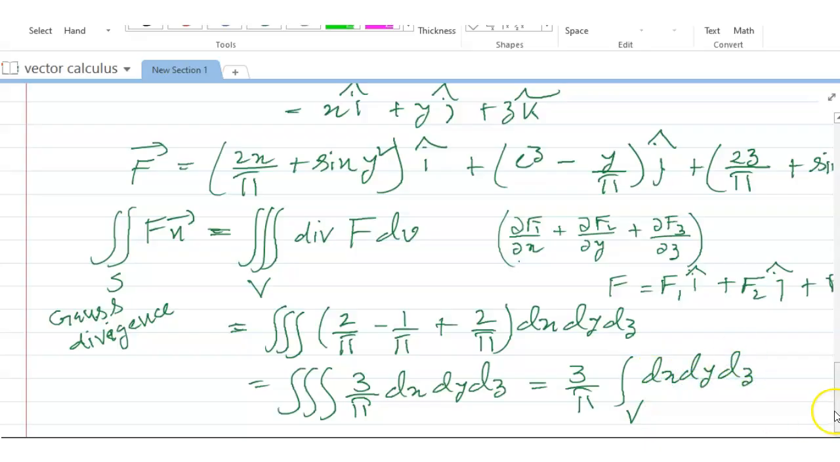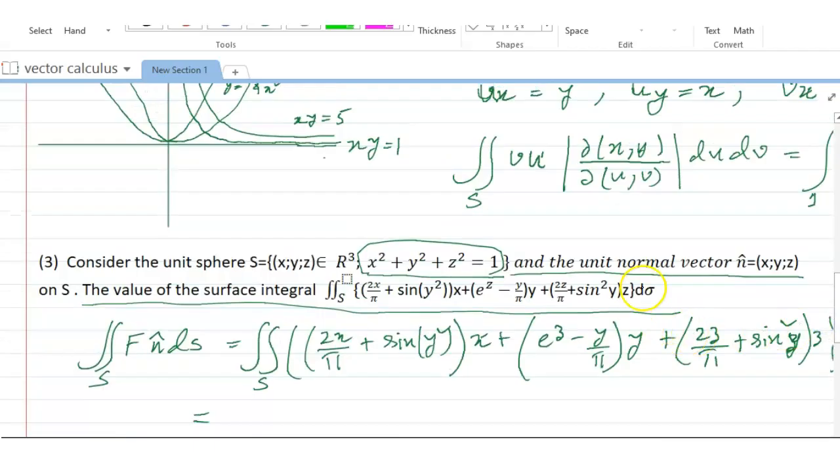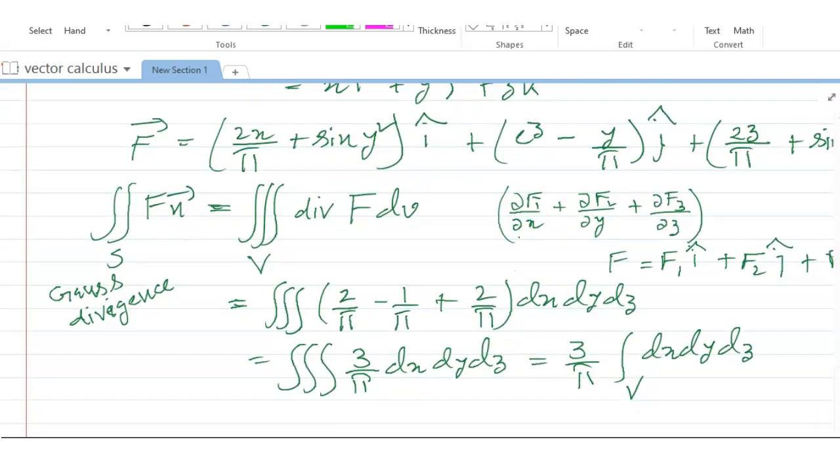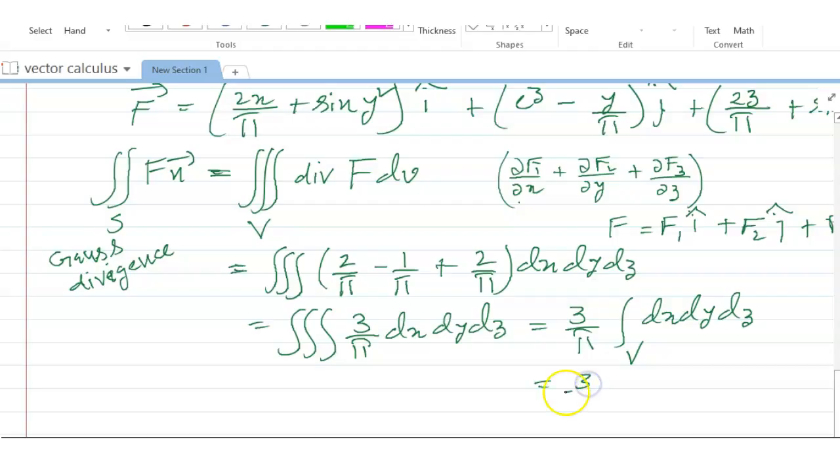As the volume integral, you will see it is the region x square plus y square plus z square, it is the sphere. As the volume of the sphere, we get the value 3 by pi times 4 by 3 pi r cube, where r is equal to 1. So 4 by 3 into 3 by pi, the 3 cancels and pi cancels, and my answer is 4. This is 4 pi r cube, as r equals to 1, 1 cube. This is my answer.